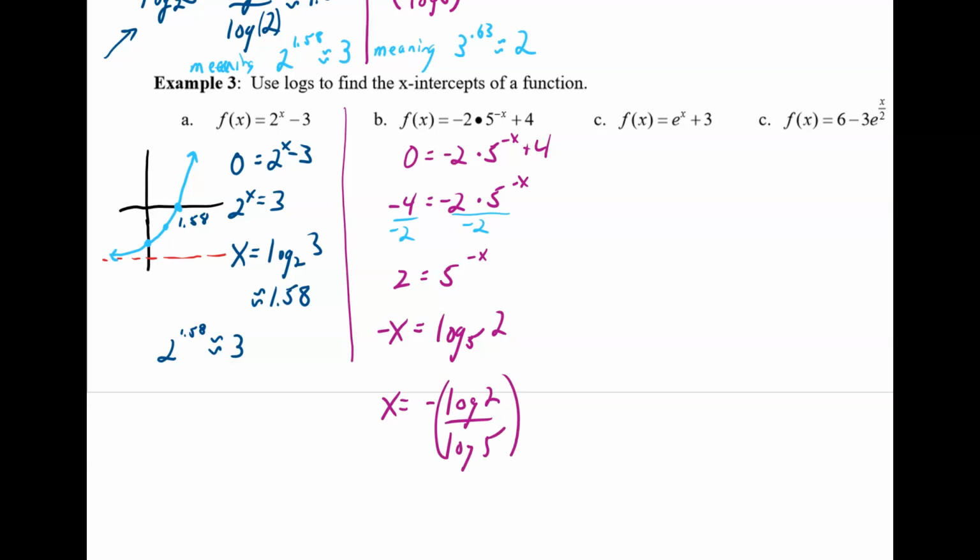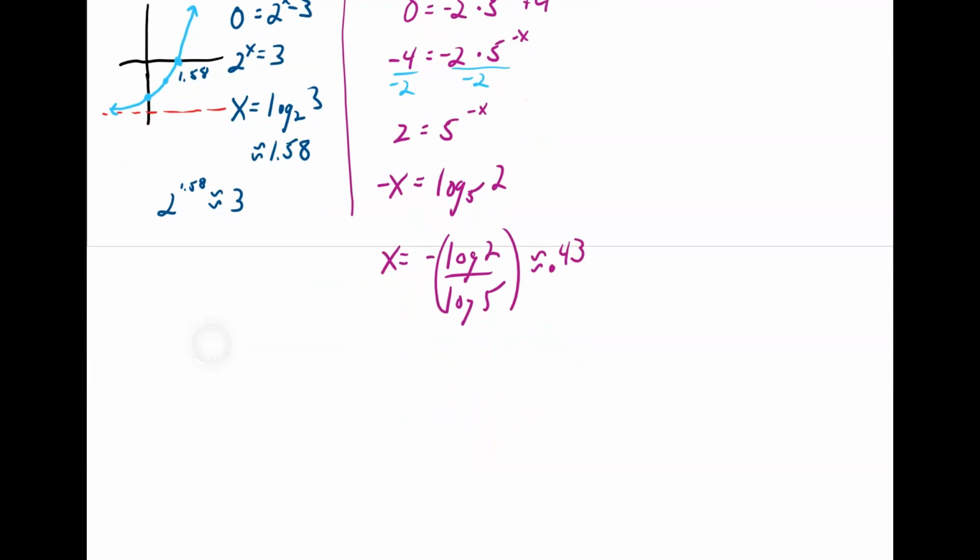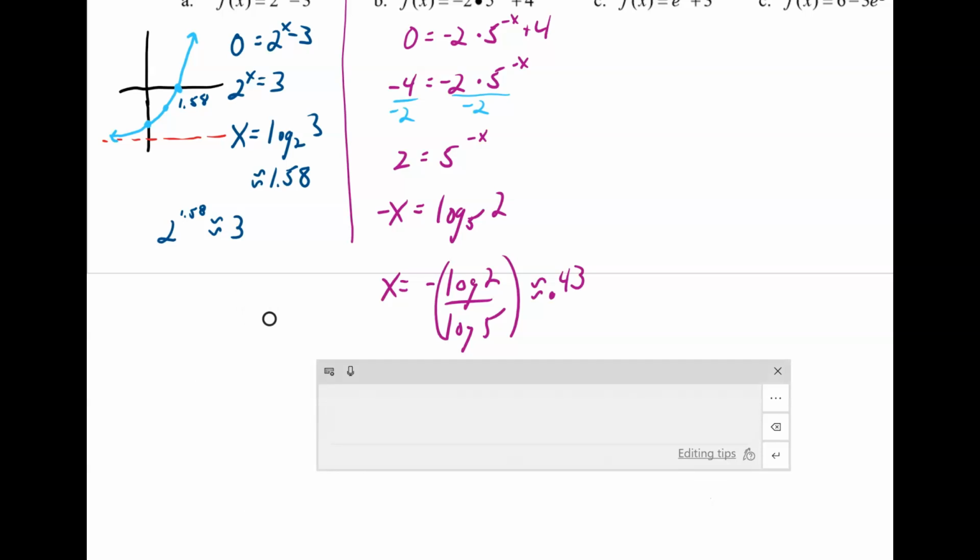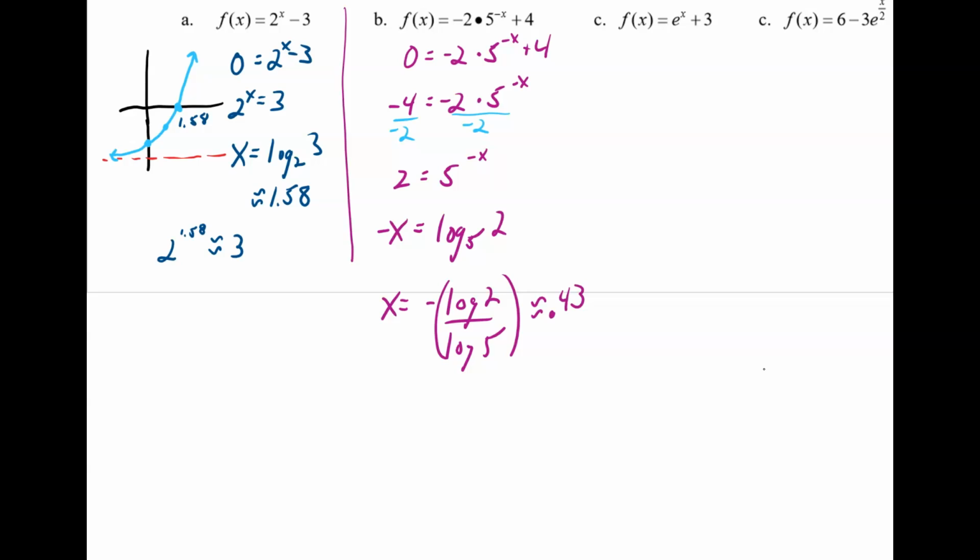And you can put it in parentheses, it really doesn't matter. You can just divide a negative by a positive. And when you do that, you get approximately 0.43. So this tells us that if we were to graph this function, which we're not going to do, but if we were to graph this function f of x, we would have an x-intercept at 0.43.